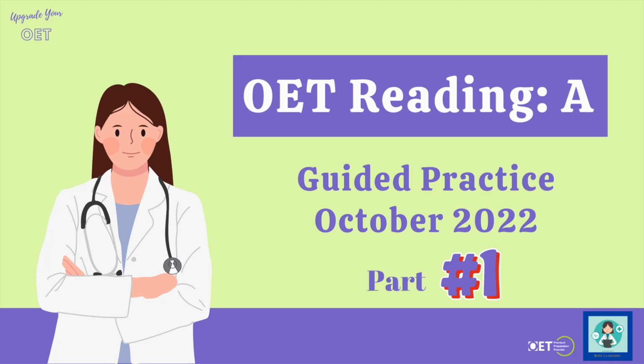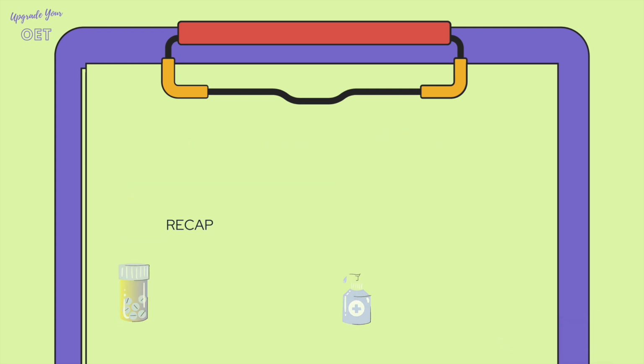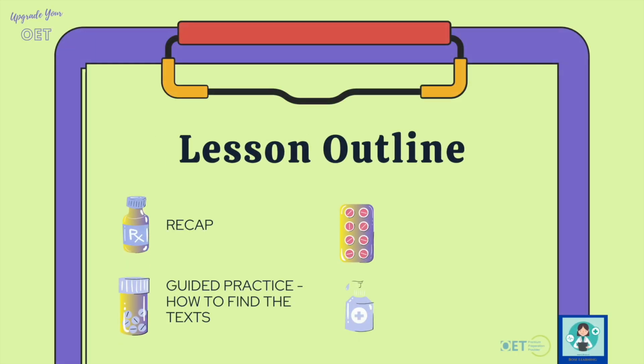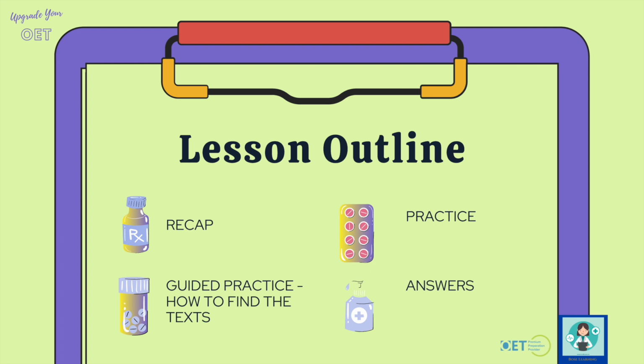Hello and welcome to an OET Reading Part A guided practice. In this lesson, we're going to do a little recap of the OET Reading Part A. We'll then focus in on guided practice with the how to find part of the questions. So that's when they ask you to find which text contains the following information. You'll get a chance to practice, of course, and we'll also take a look at the answers.